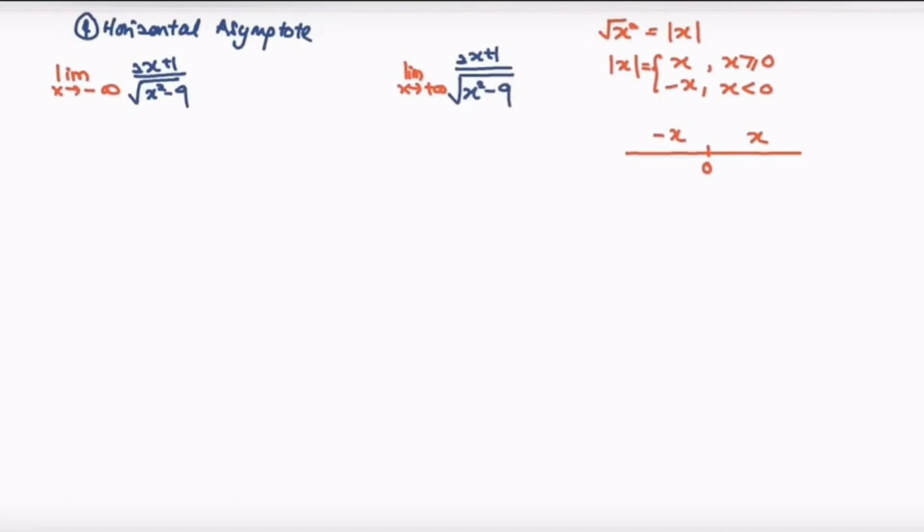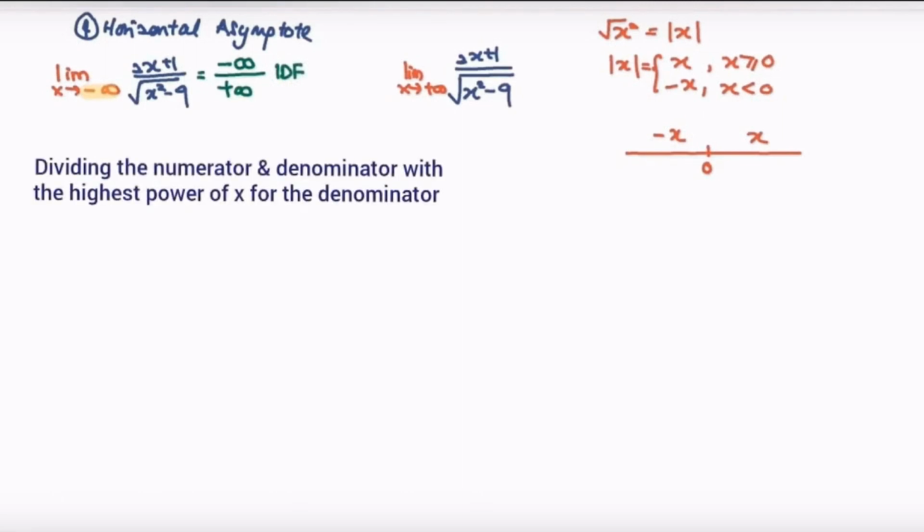So let's begin the discussion on the left. If we substitute the value into the function, we will have negative infinity for the numerator, and for the denominator obviously we will have positive infinity. So this is denoted as an indeterminate form. What is the strategy to solve this kind of problem? Divide the numerator and the denominator by the highest power of x in the denominator. I repeat, the highest power of x in the denominator.